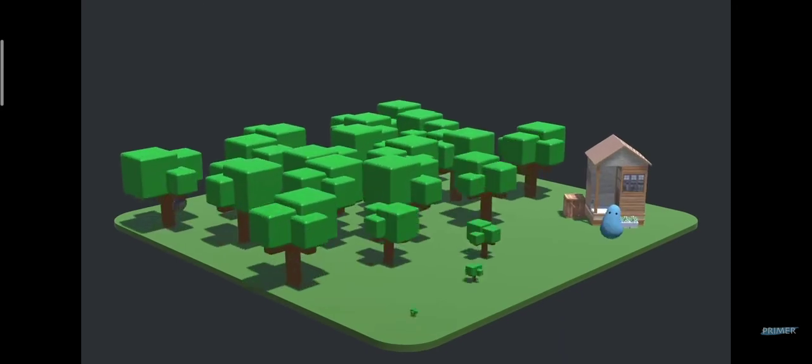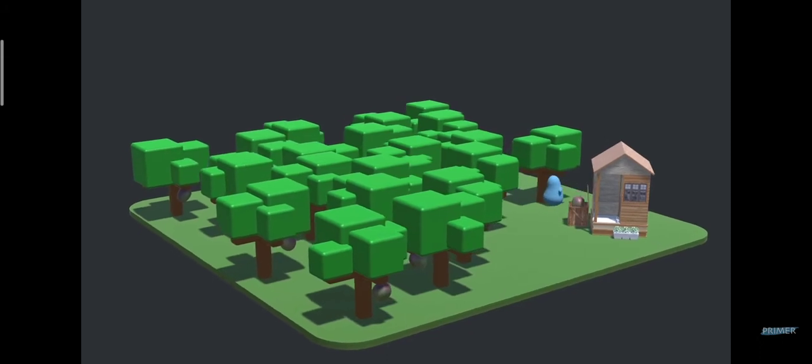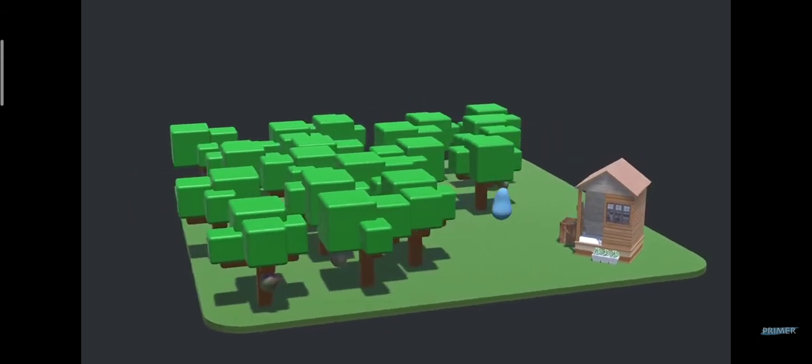Each day, the blob can go out to collect mangoes and wood. Each tree produces 1 mango per day, and it grows back the next day if it gets chopped down.